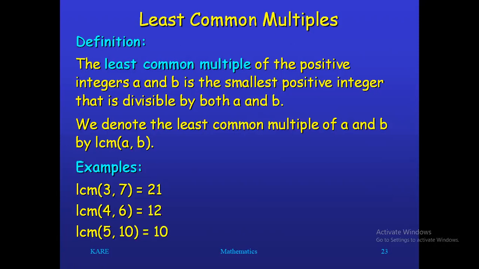12 is the smallest number which can be divided by both 4 and 6. 4 3s are 12, 6 2s are 12. Then, among numbers less than 12, do you have any number which is divisible by both 4 and 6? No, there is no possibility. Same thing for 5 comma 10. 5 divides 10, 10 divides 10. That's all.